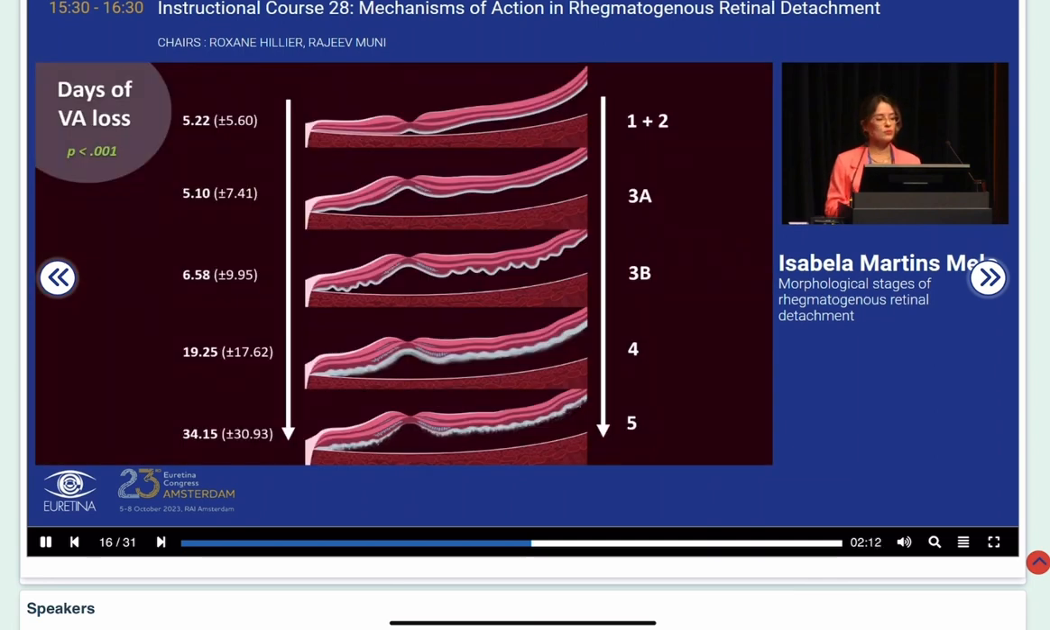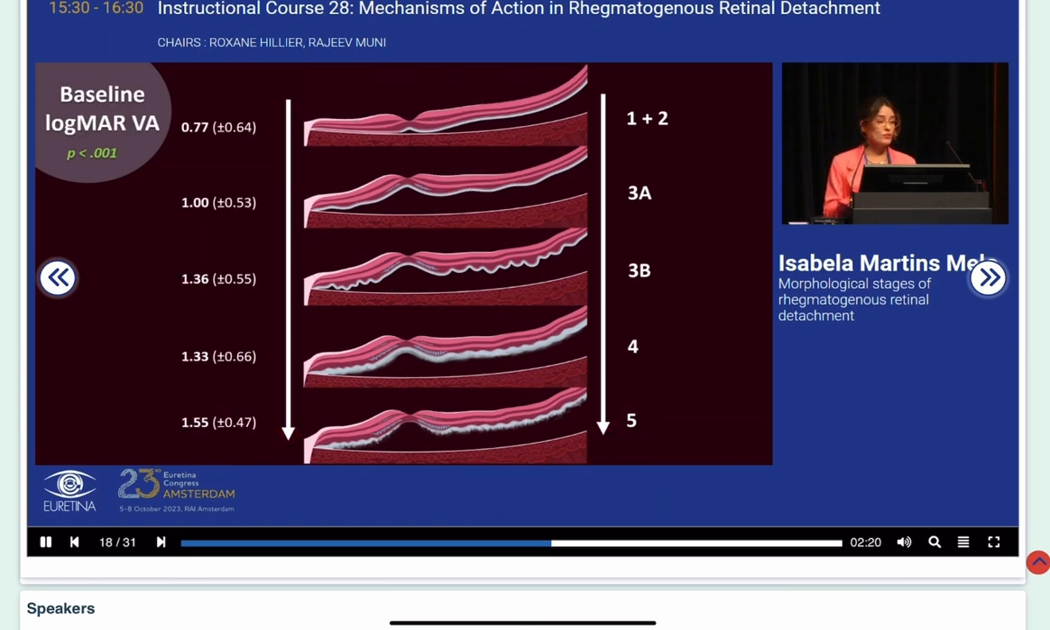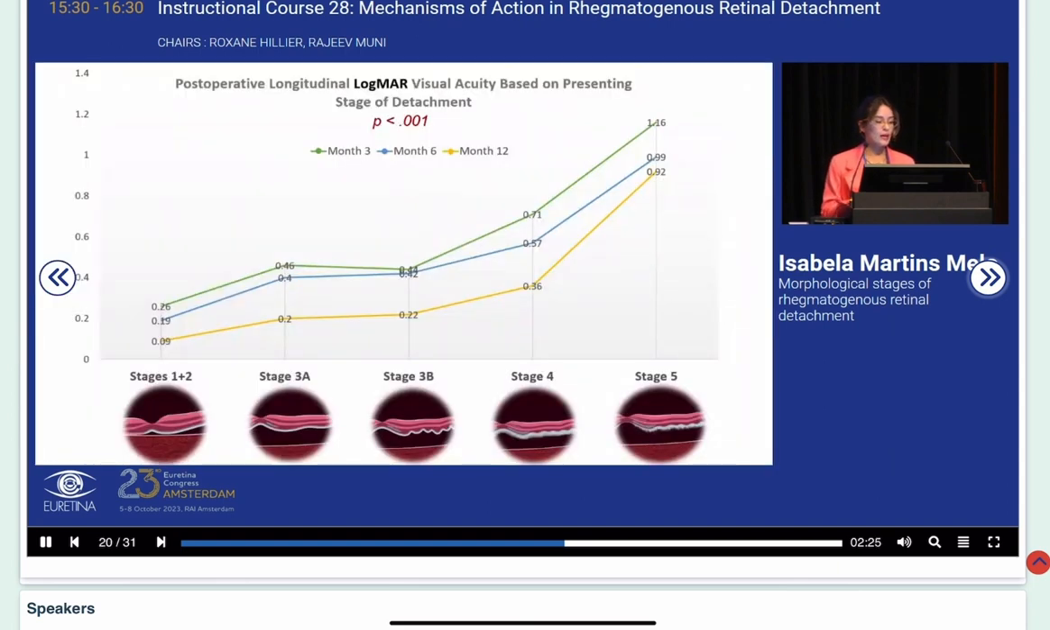And what we found was that increasing stage was significantly associated with a longer duration of vision loss, as well as with a worse baseline visual acuity. And now from our primary outcome, increasing stage was significantly associated with worse post-operative visual acuity at all time points, at 3, 6, and 12 months, even controlling for time to surgery, type of procedure, baseline visual acuity, and duration of symptoms, duration of vision loss.